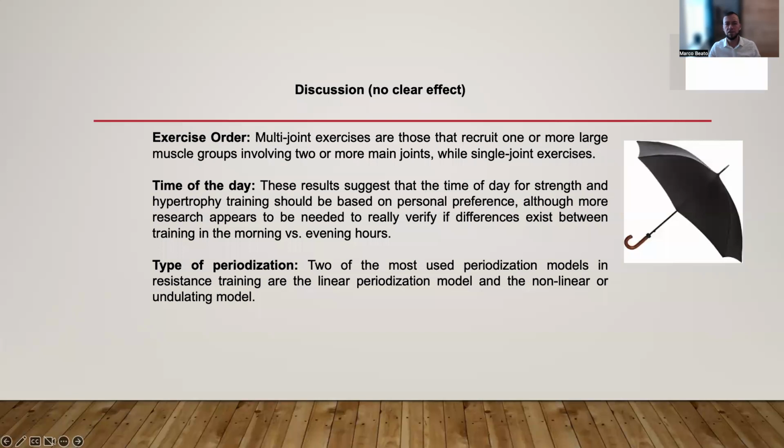In this slide, you can find training variables that don't have strong supporting evidence for their use. However, this doesn't mean that it cannot be beneficial for some subjects. The first one is exercise order. Multi-joint exercises are those that recruit one or more large muscle groups involving two or more main joints, while single-joint exercises are those that involve small muscle groups involving single main joints.